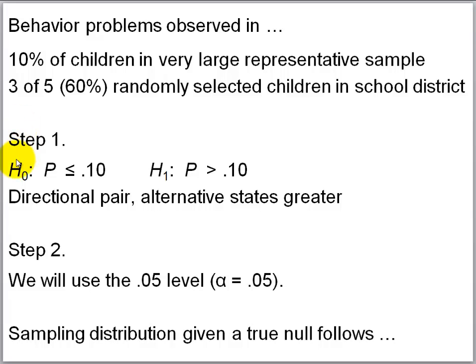Step 1 is to state the hypothesis pair, and we are going to use a directional pair for all examples in this text with the binomial test. And our alternative is stating that large P, which is to say the proportion in the population of children in your school district, that proportion is greater than 0.10. Step 2 is to select a significance level, and we are always going to select the 0.05 level for the binomial test.